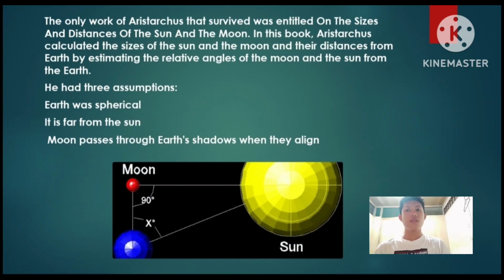The only work of Aristarchus that survived was entitled On the Sizes and Distances of the Sun and the Moon. In this book, Aristarchus calculated the sizes of the Sun and the Moon and their distances from Earth by estimating the relative angles of the Moon and the Sun from the Earth. He had three assumptions. Earth was spherical. It is far from the Sun. The Moon passes through Earth's shadow when they align.